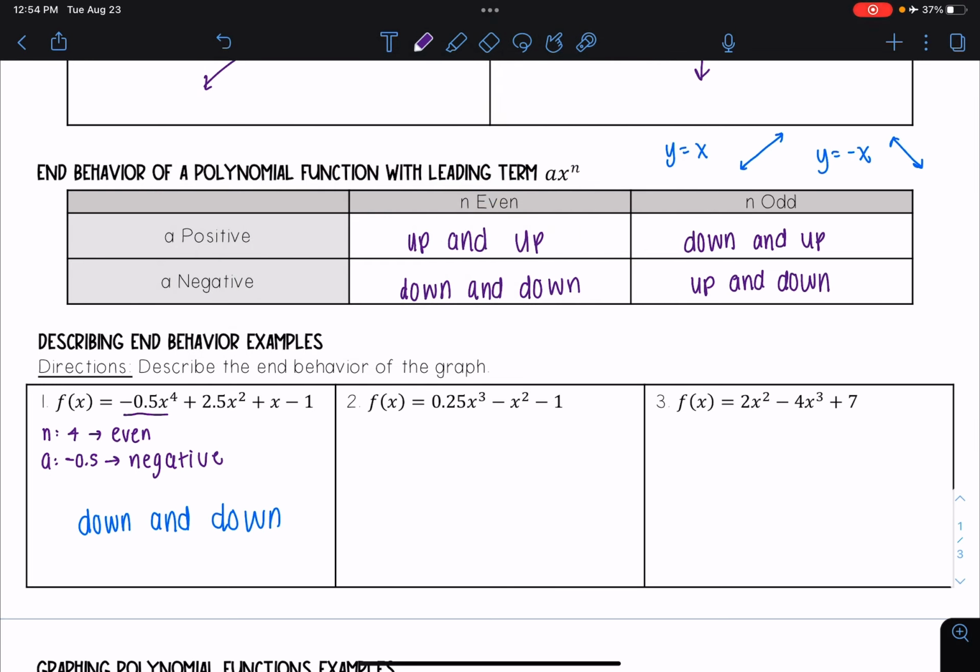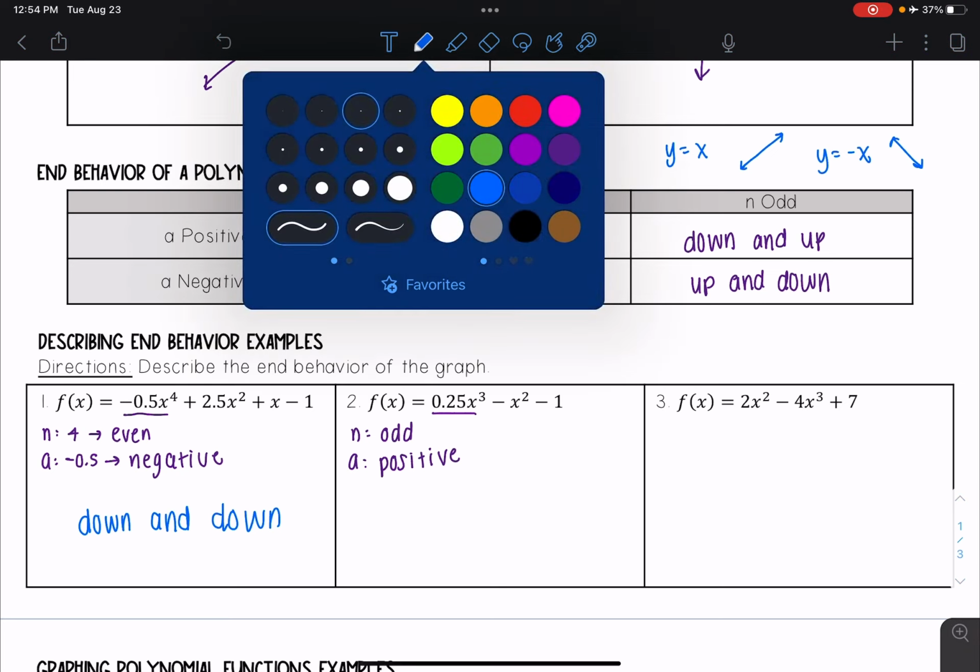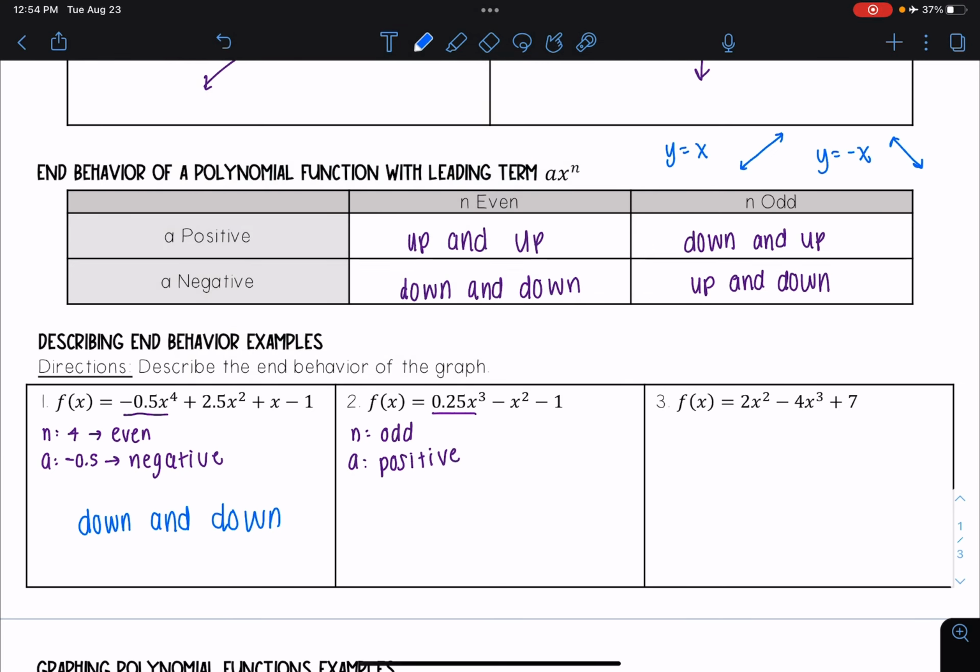Okay, let's look at this next one. Next one I have f of x is equal to 0.25 x cubed minus x squared minus 1. So here my leading term is 0.25 x cubed. So my n is 3, and that is odd. My a is 0.25, so that is positive. And so looking at my table here, when n is odd and a is positive, my end behavior is down and up.